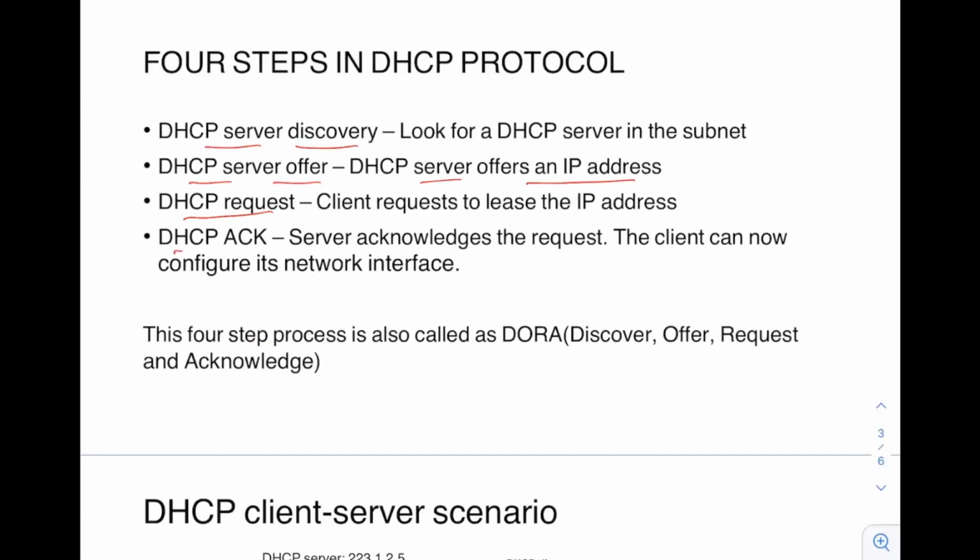And the last step is that finally the DHCP server will accept this request from the client, saying you can now configure this IP address for this much duration of time. The server will acknowledge the request. The client can now configure its network interface with all those details of IP address and subnet mask. These 4 steps are also called DORA in short form. D for discover, O for offer, R for request, and A for acknowledge. This is the short form for these 4 steps, DORA.